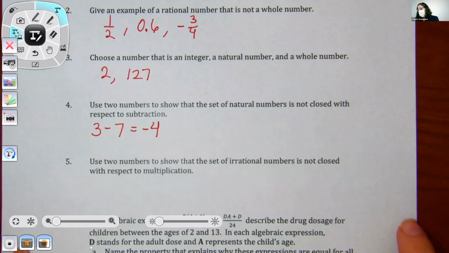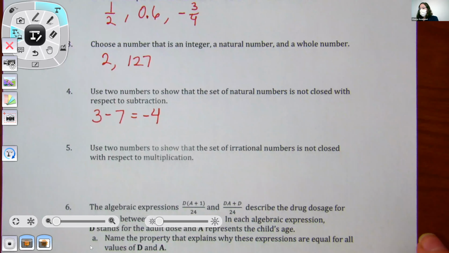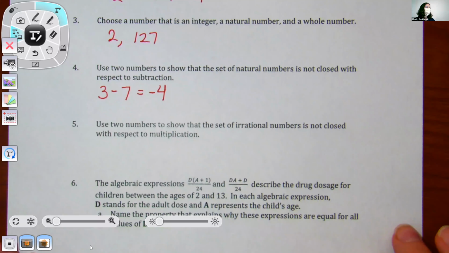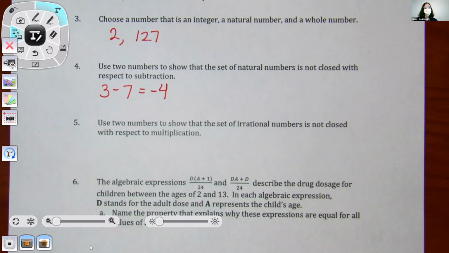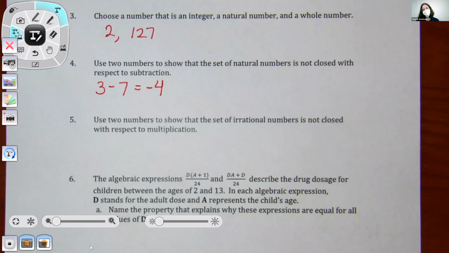But it is closed with respect to addition. So if you take any natural numbers and you add them together, your answer will always be another natural number. All right. Any questions?